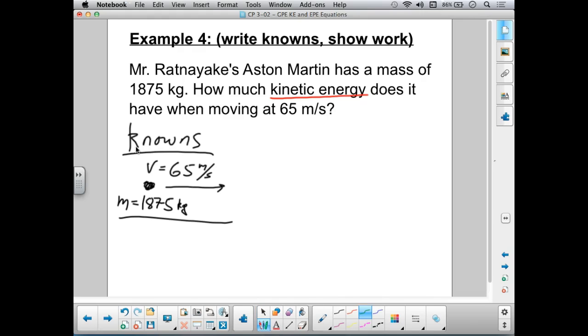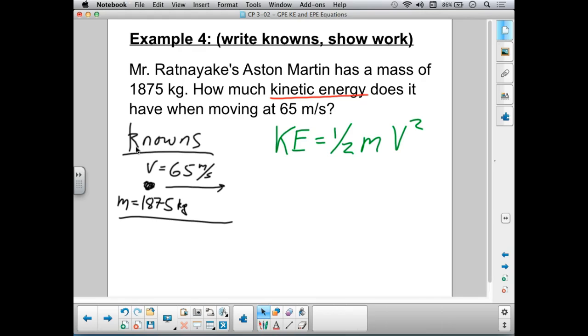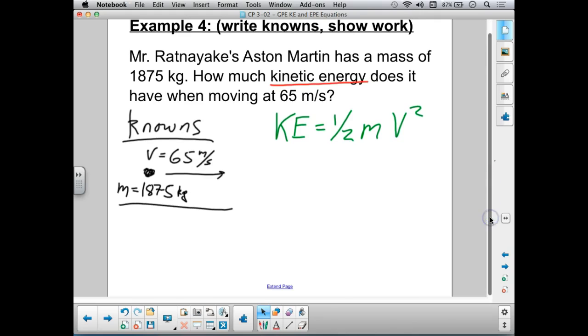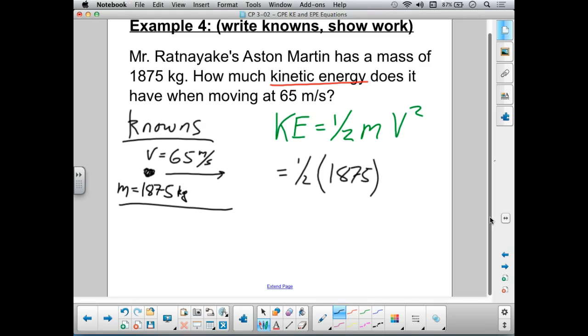So let's write down our kinetic energy equation. KE equals 1/2 mv squared. That is my relationship between the variables. So let's plug in what we know, just as usual. 1/2 is 1/2. Mass is 1,875 kilograms, and my velocity is 65 meters per second, and I have to add the squared. Don't forget the squared, or you'll end up with a very, very different answer. So 65 squared is 4,225.